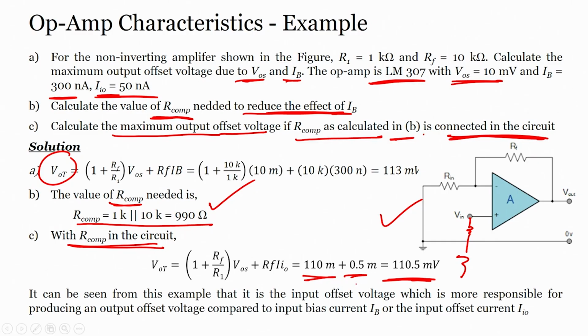So, it can be seen from this example that it is the input offset voltage which is more responsible for producing an offset voltage compared to input bias current IB, right. So, you can see what is more responsible for producing the output offset voltage.